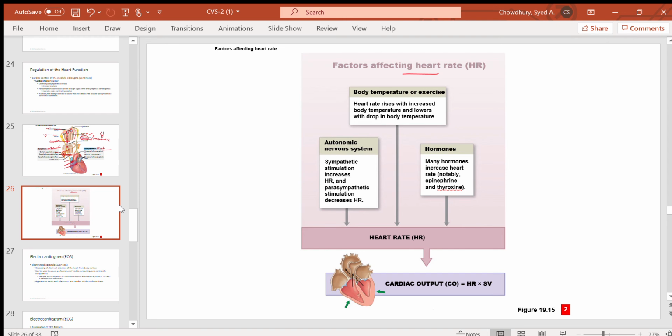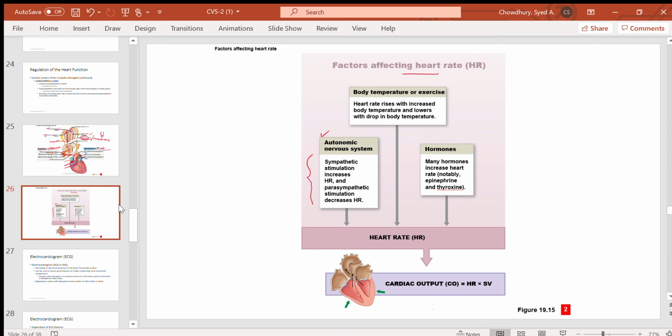Multiple factors can change the heart rate. A few are explained here or shown here. One is the autonomic nervous system. When you get scared, right? You don't do it. When you get scared, your heart rate increases. So that is autonomic. It happens by itself.